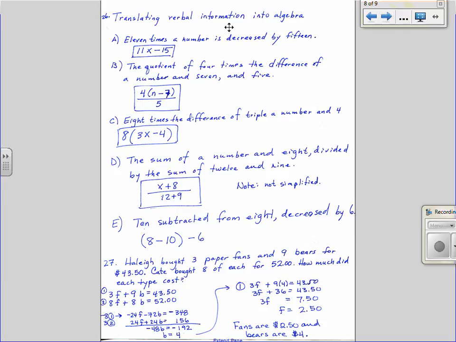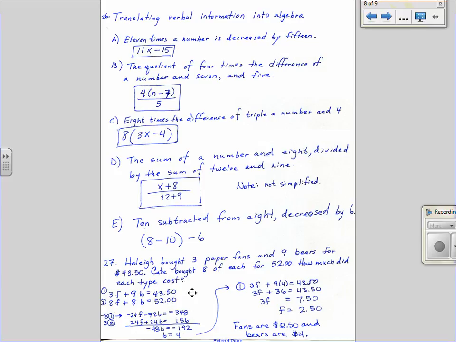Here are just some translations. So we have some English and we're writing it back into math terms. Let's see, here's another one of those where we have to write the equations ourselves. So Haley bought 3 paper fans and 9 bears for $43.50. Kate bought 8 of each for $52. How much did each type cost?